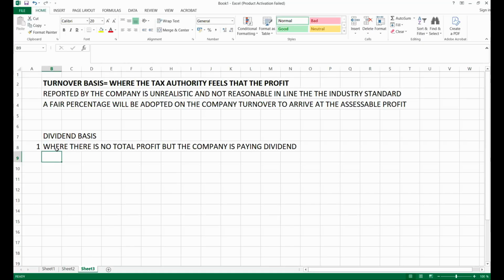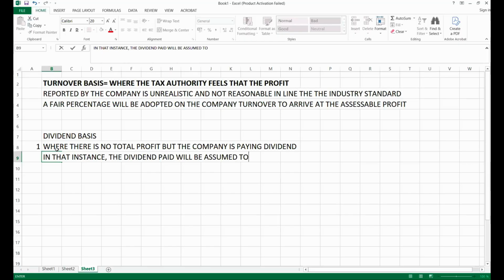the tax authority is going to adopt what is called the dividend basis. The tax authority will now assume that the dividend paid will be used to replace the total profit. So in that instance, the dividend paid will be assumed to be the total profit. They are now going to apply the applicable rate, which is either 20% or 30%, depending on the category of company, to determine the company tax liability.